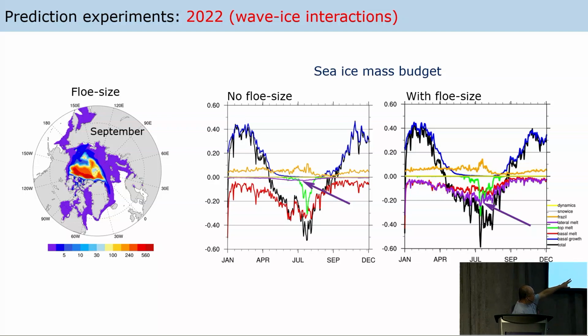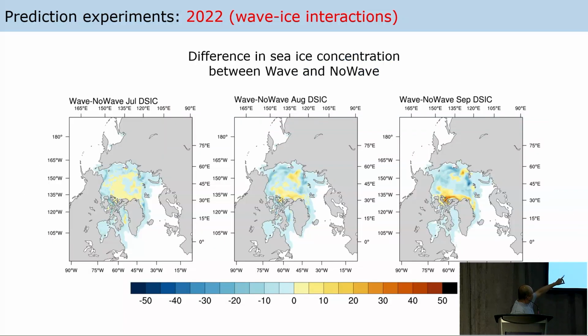So here you just need to focus on the purple line, okay? The left one has no wave-ice interaction. The right one has wave-ice interaction. You can see that with the wave-ice interaction, the lateral melting is greatly enhanced, okay? Because of this, we see this difference in sea ice concentration between with and without waves. The wave-ice interaction produces less ice in the marginal ice zone, in the Siberian, Atlantic, and Pacific sectors, and more sea ice in the Canadian Arctic. So this is just a preliminary result, okay?